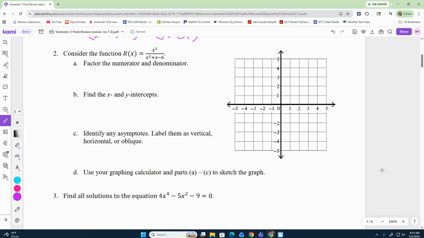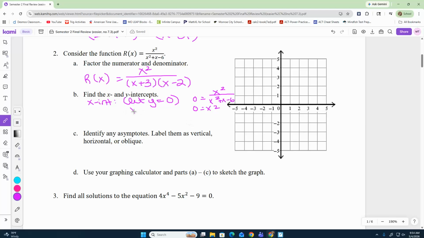All right, problem 2. Factoring. On the top, there's really not much to do. The bottom, we could factor into x plus 3, x minus 2. An x-intercept, just like any other time, that's when you hit the x-axis, so y is equal to 0. With these, we talked about if you plug in 0 for your y, you multiply over the bottom, so it's really just when the top is 0. Square root, and we get 0. So I hit the x-axis at 0.